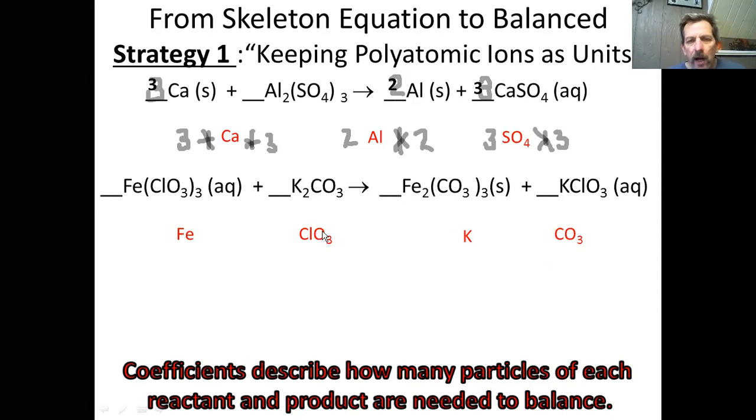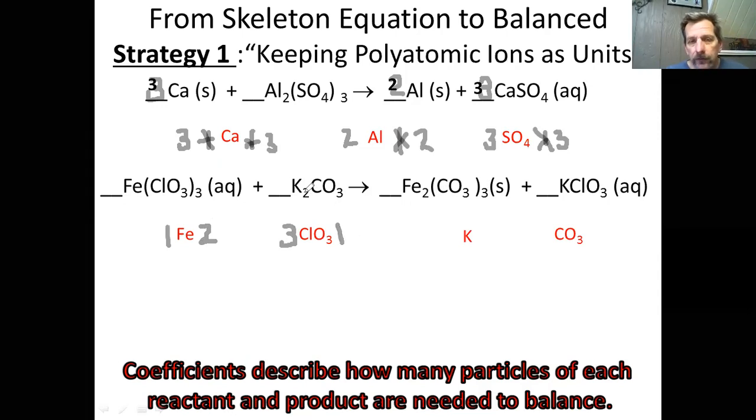So we have 2 polyatomic ions in this case. Let's begin to take our numerical inventory. Iron on the reactant side. There's no number here, so there's 1 iron. On the product side, there are 2. ClO3, well, it's in parentheses, so on the reactant side, there are 3 of them. On the product side, not in parentheses, so there's only 1.